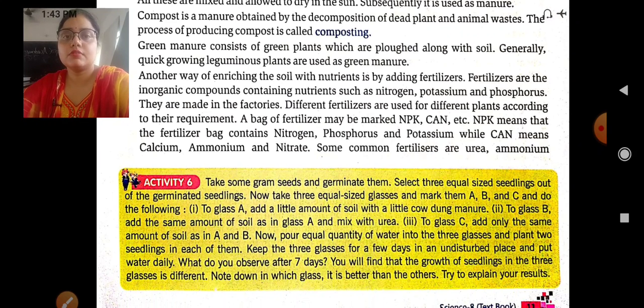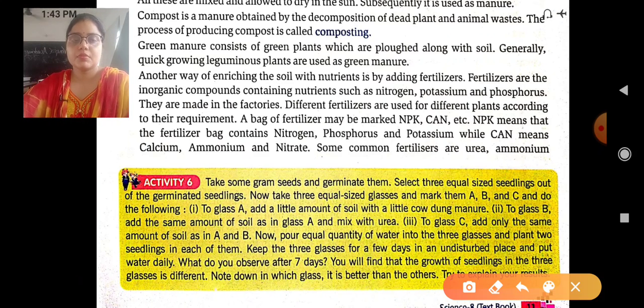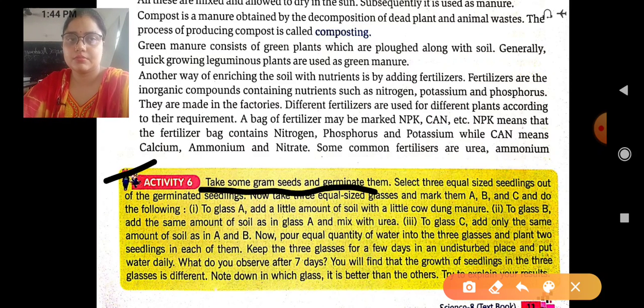Now this activity number 6 we have to do today, which I just told you in yesterday's video. In this activity, you have to do it in your notebook. Now take some gram seeds and germinate them. Gram seeds are easily available. If you want to, and if it is possible, you may do it there.